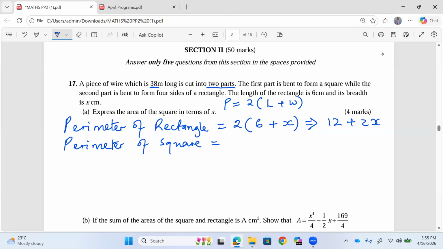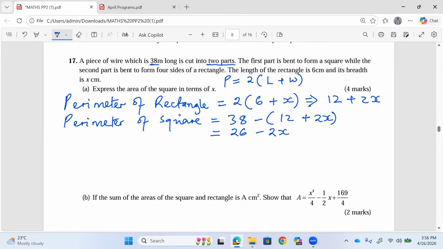So perimeter of the square will be the remaining part now. When we pick the total length, 38, because the two perimeters are supposed to total 38, minus the perimeter of the rectangle. So this now shall be 26. Then you open brackets there, it becomes minus 2x. So this is now the perimeter of the square.